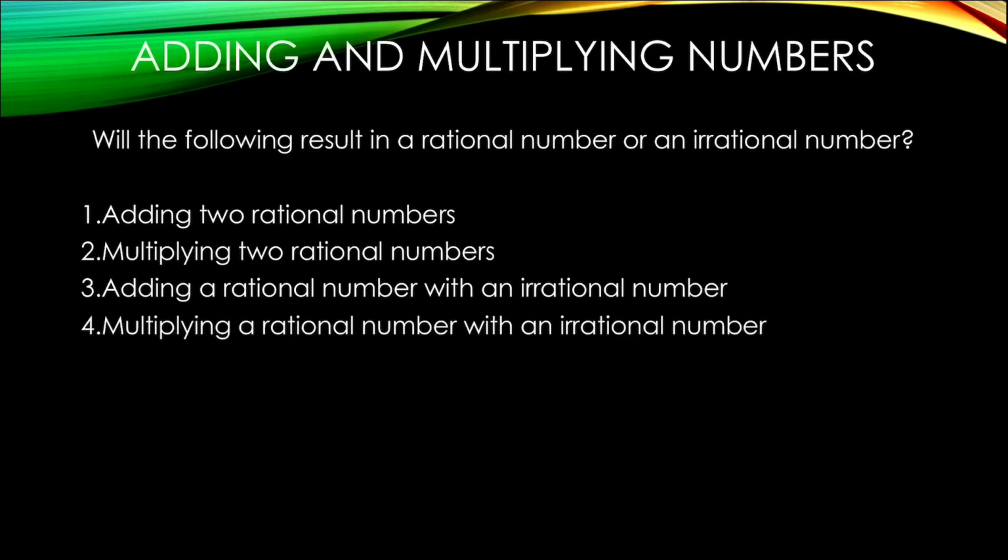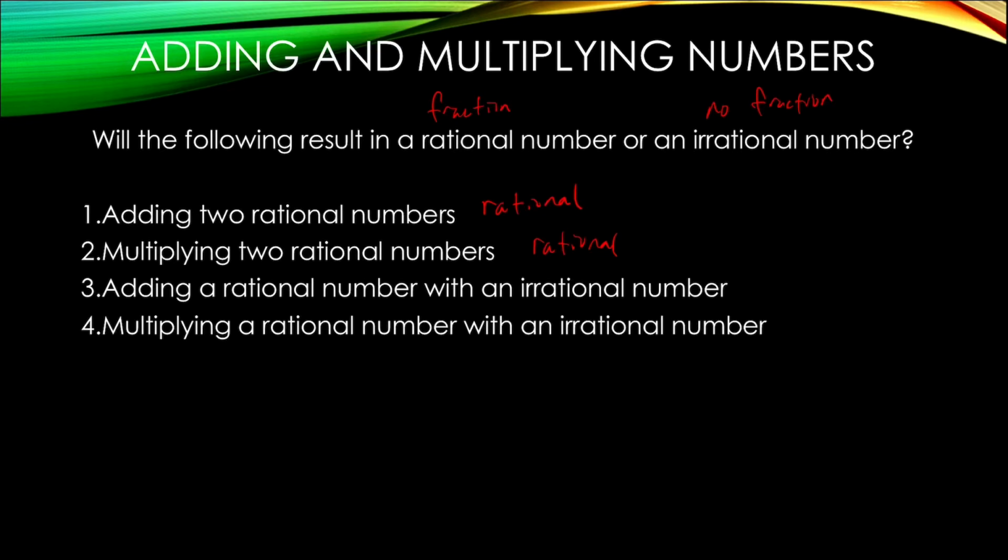Okay, so adding and multiplying numbers. Will the following result in a rational number or an irrational number? Remember, rational is fraction. This one is no fraction. If I add two rational numbers, 1/2 plus 3/4, this will stay rational. If I multiply two rational numbers, this will also stay rational. 3/4 times 2/3, we still get a rational number.